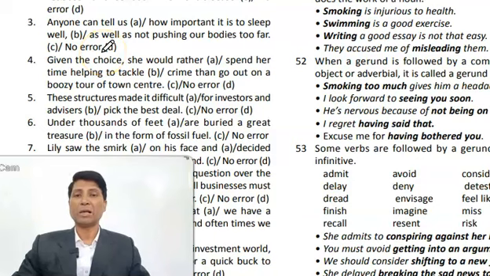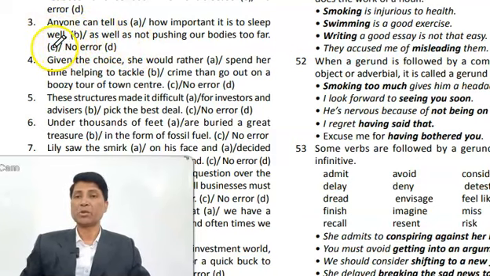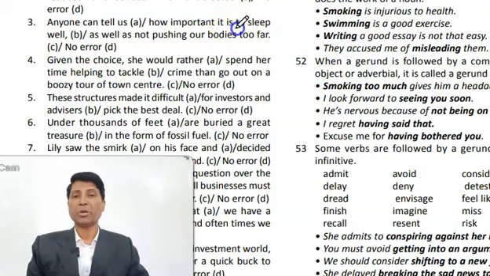Look at question number 3 here. Anyone can tell us how important it is to sleep well as not pushing our bodies too far. So what is the problem in this question? Let us read it once again. Anyone can tell us how important it is to sleep well as not pushing our bodies too far. So here you can see there is a full infinitive, so this also should be full infinitive. When an infinitive is connected by conjunctions like and or as, both the infinitives must be in the same form. Full means full and bare means bare.